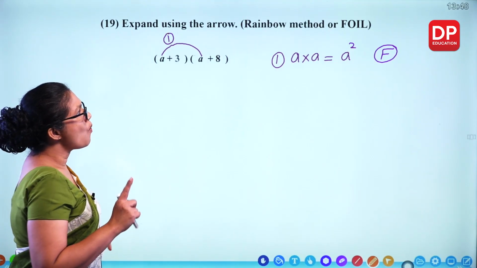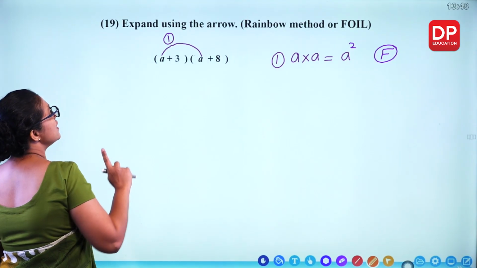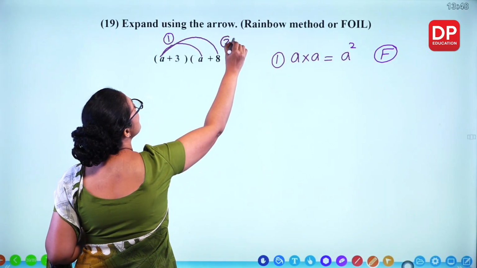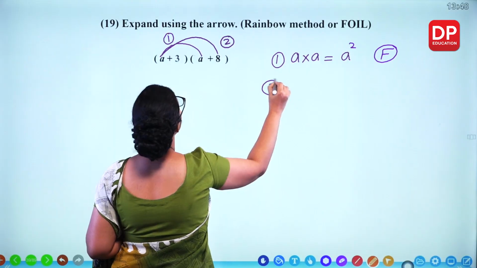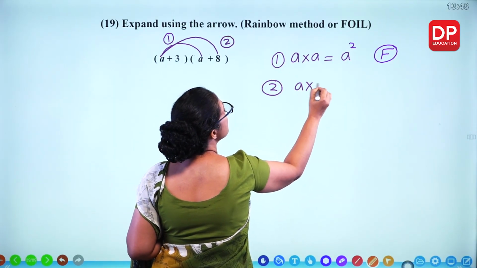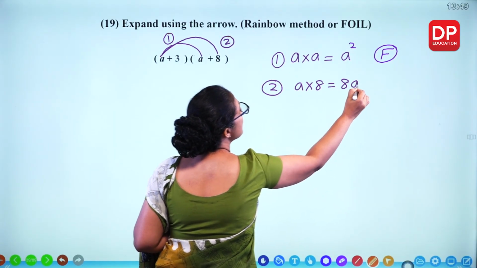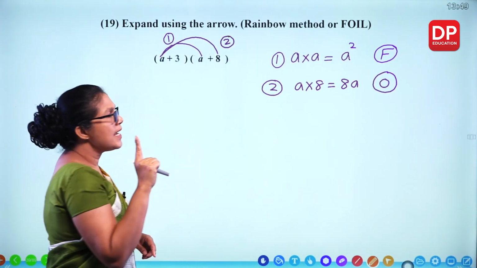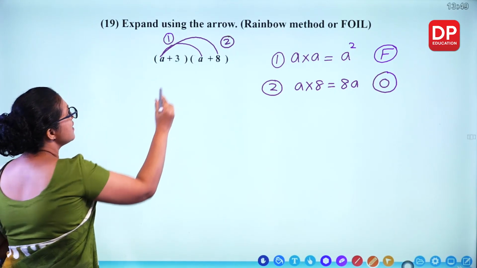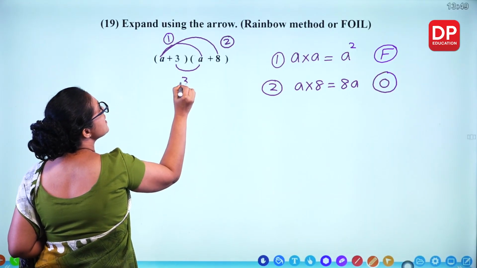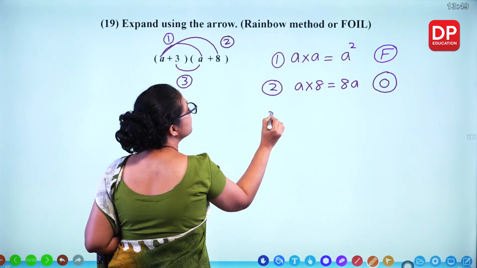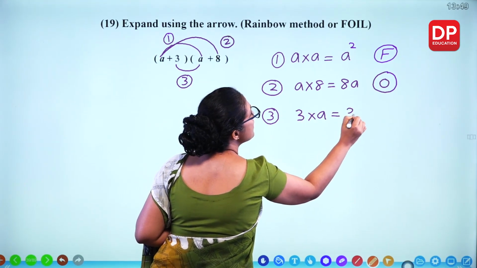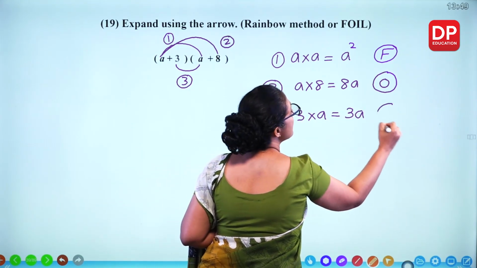Now we are taking O. O means outside values. So outside here with outside. That's the second one. A with 8. You get 8a. That's outside. I means inside with inside. So inside with inside, that's number 3. 3 with a, you get 3a. That's I.